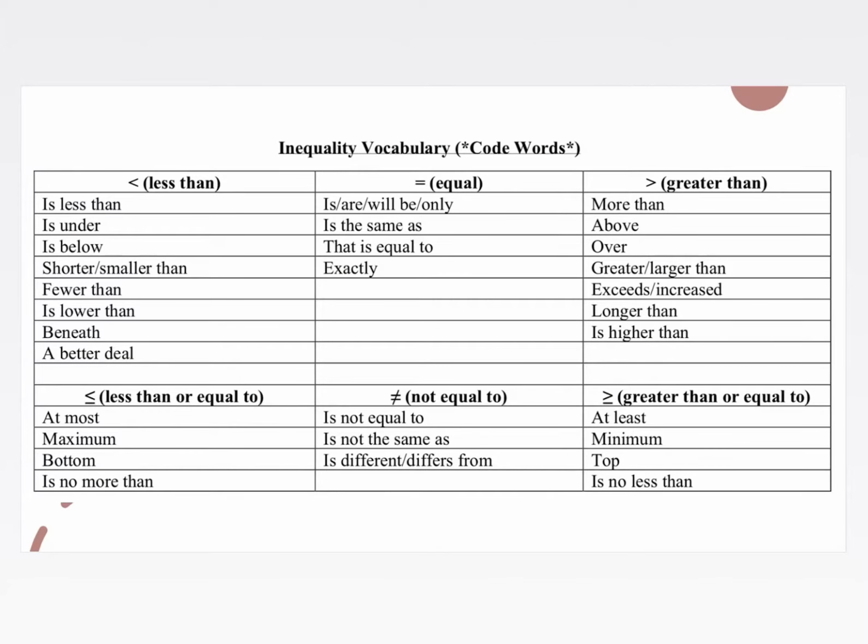For this first slide, I want to introduce you to some code words. So feel free to take a moment and pause. We have code words for less than, equal to, greater than, less than or equal to, not equal to, or greater than or equal to. Sometimes when reading word problems, they don't actually list explicitly, this is less than, this is equal to. Instead, they have these other words, what I'm calling code words, which mean the same thing, but just keep that in mind when you are reading word problems so that you don't get tripped up.